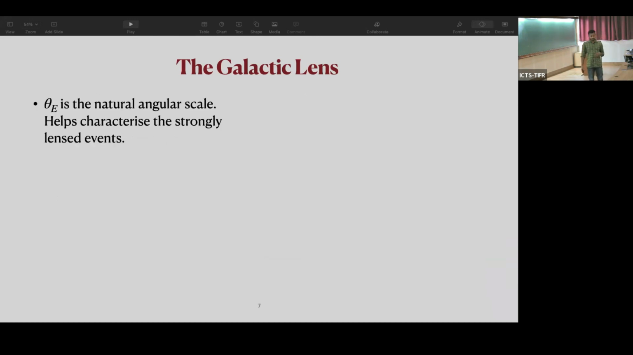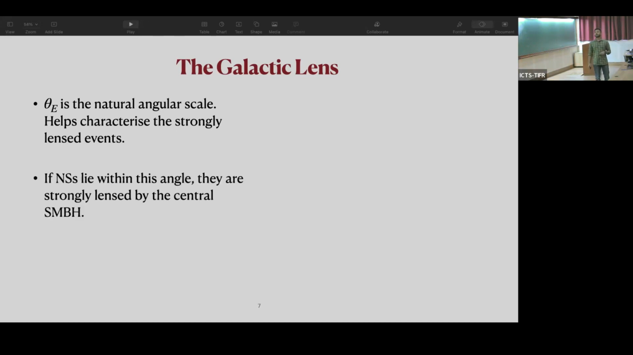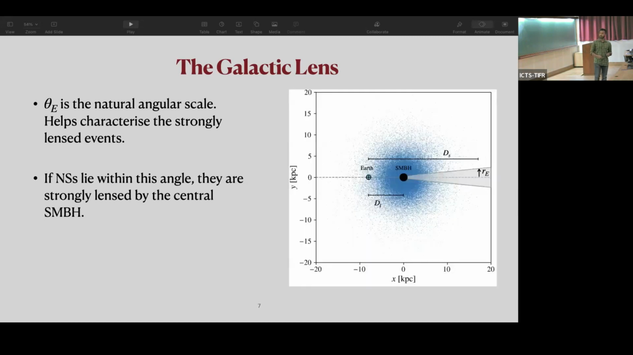So theta is a natural angular scale that comes about in your problem, and that helps you characterize strong lensing, so events that are strongly lensed. Basically, what we do is we want to see how many neutron stars lie within this Einstein angle in our galaxy. Those are the events that we expect to be strongly lensed by the presence of this supermassive black hole.